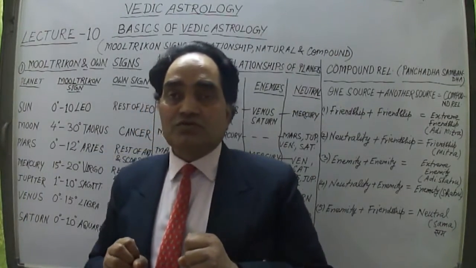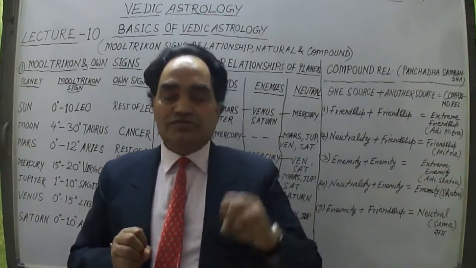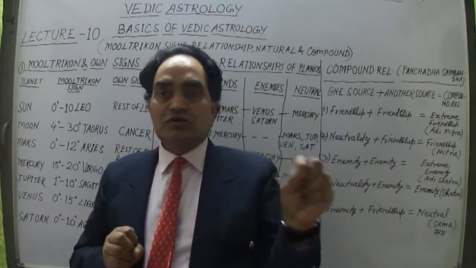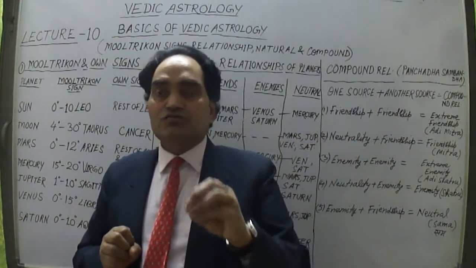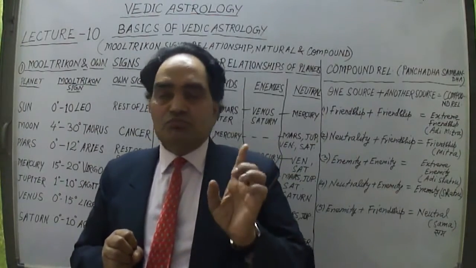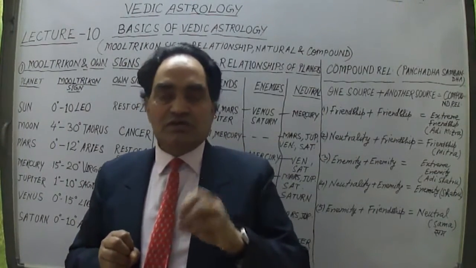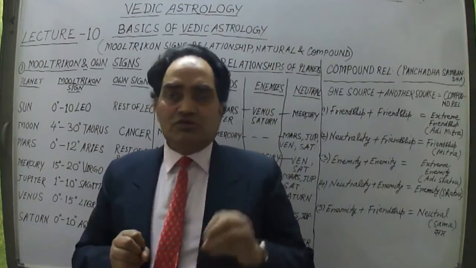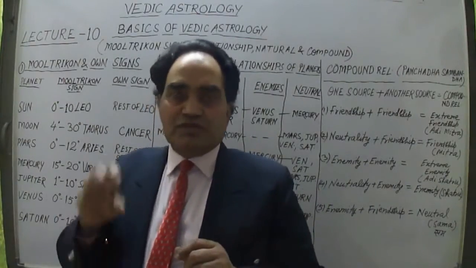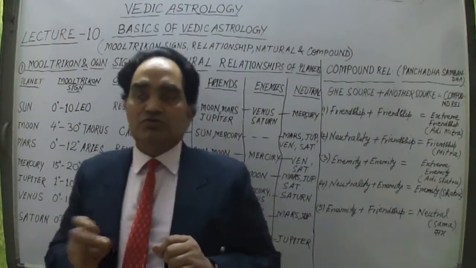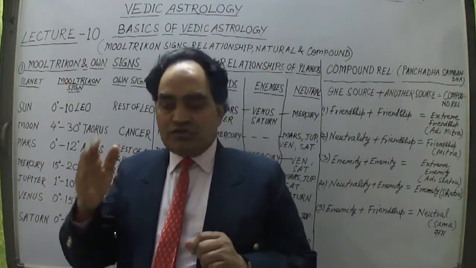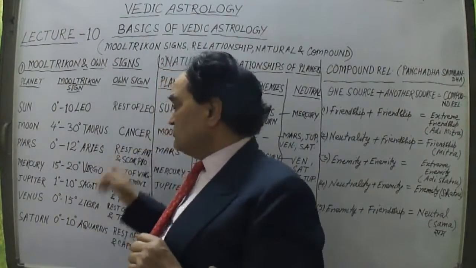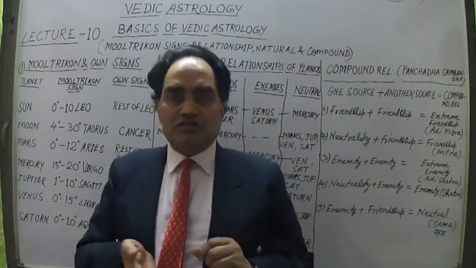These 5 planets lord two signs each, while the Sun is the lord of only one sign, Leo, the 5th one, and the 4th sign, Cancer, is lorded by Moon. So one sign, and 2 into 5, 10, plus 2, 12 signs. Total 12 signs were there. I have talked about this in the 9th lecture series.